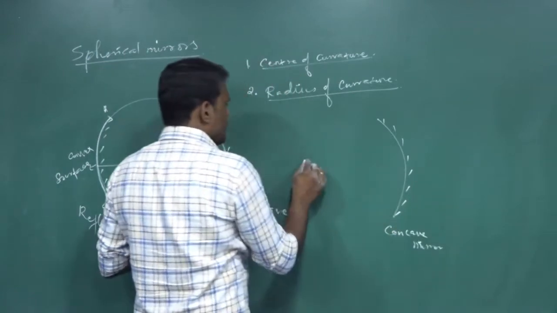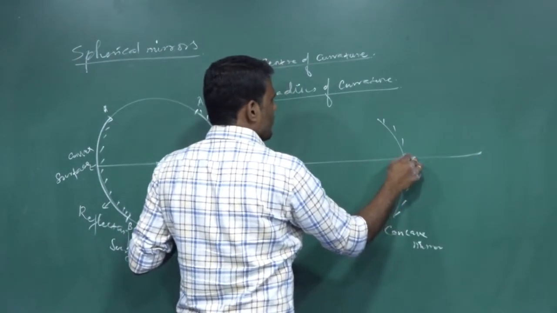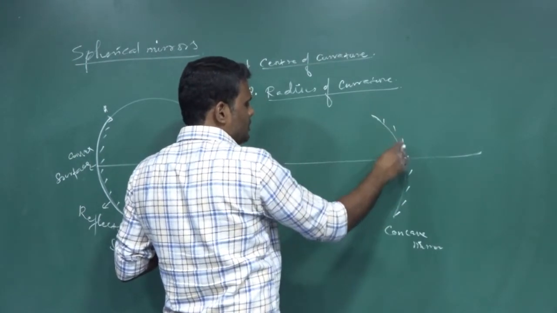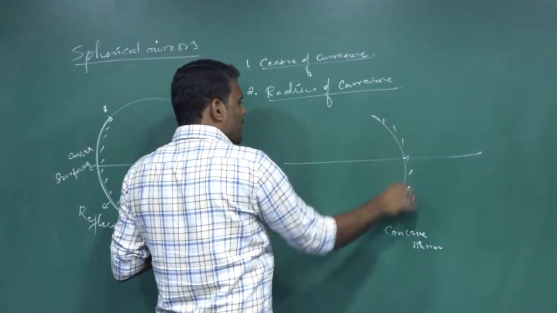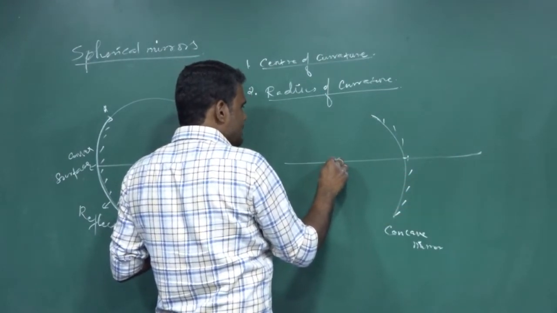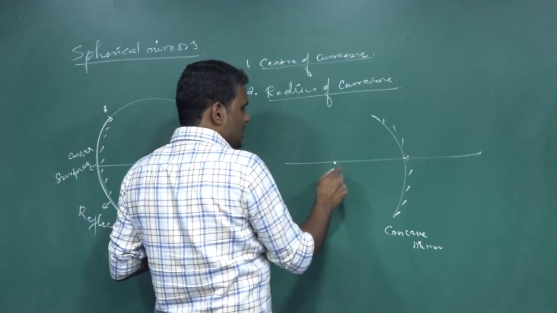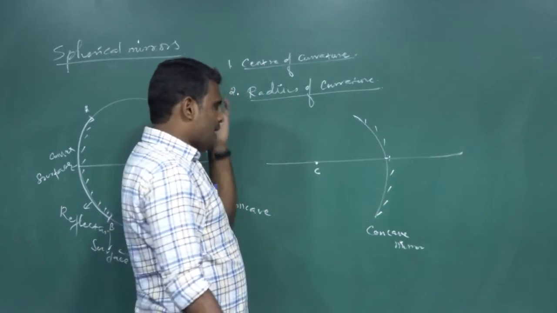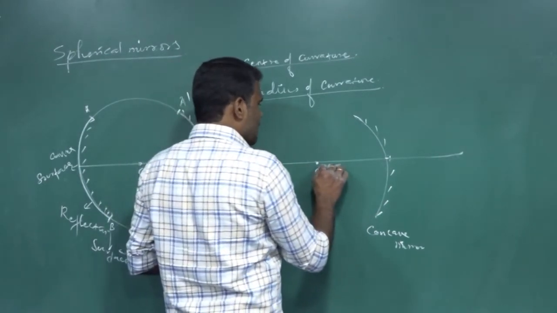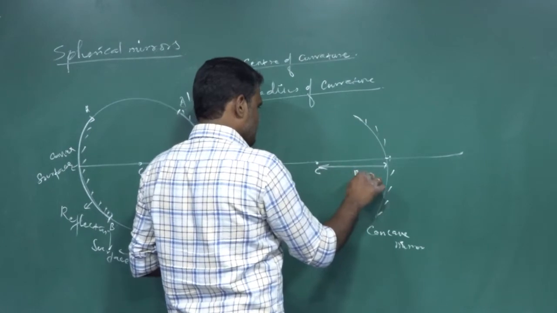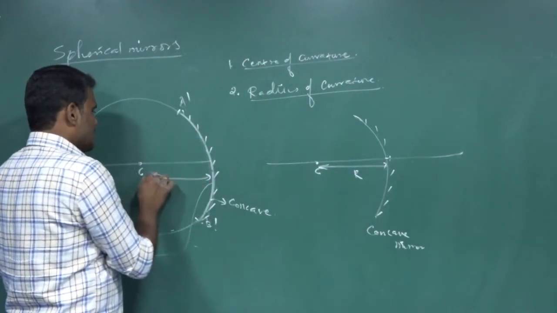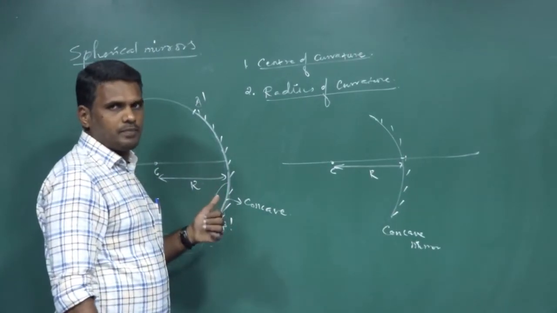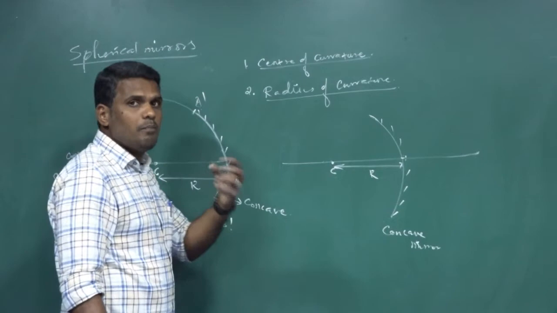Concave mirror. Now, this is the portion of a sphere of which this mirror forms a part. And for this particular portion, I can mark this as the center. I call this the center of curvature. And then, what is radius of curvature? Radius of curvature is the radius of the sphere of which the mirror forms a part.